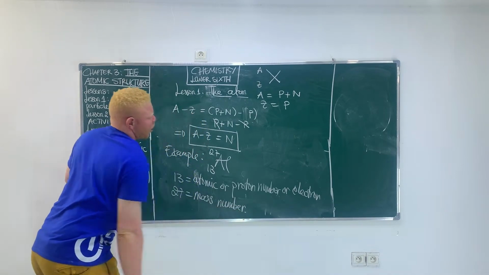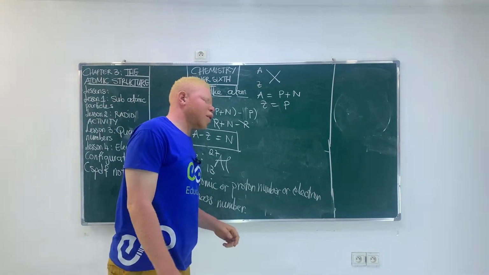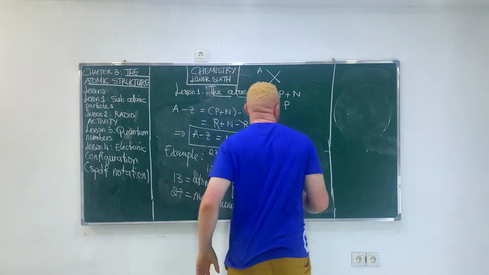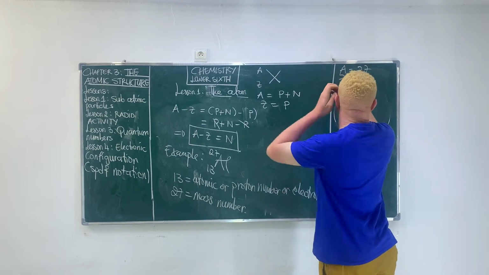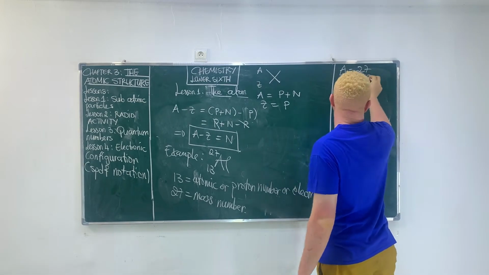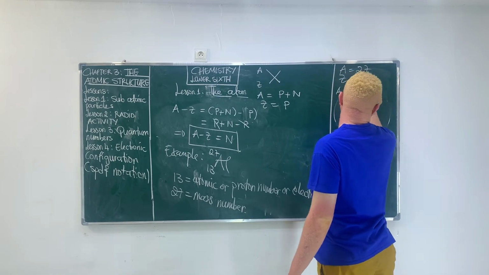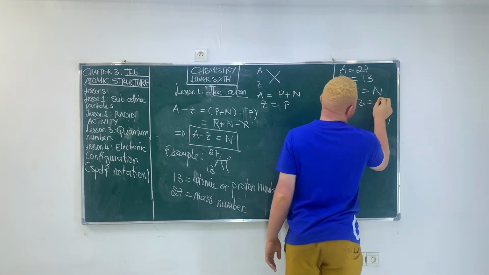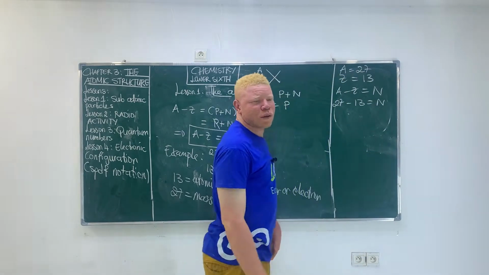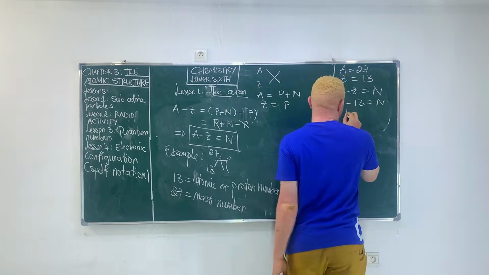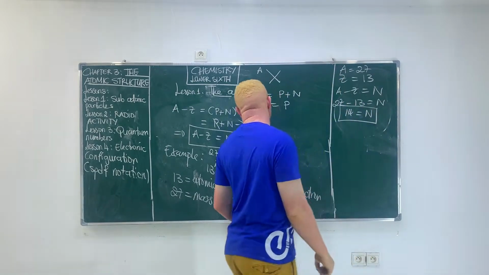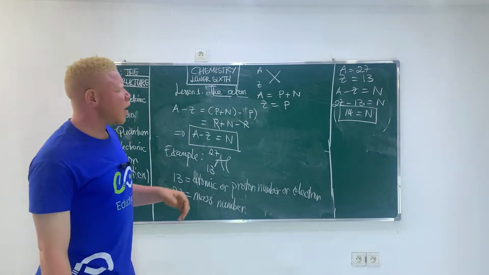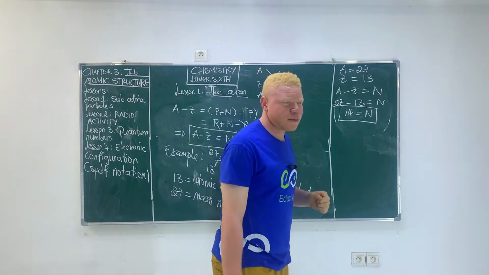Here, we can be asked to calculate the neutron number. We use our formula. A in this case is 27, Z in this case is 13. We know A minus Z equals N. It means 27 minus 13 equals N. So 27 minus 13 is 14, so N equals 14. It simply means that the atom of aluminium has 14 neutrons.